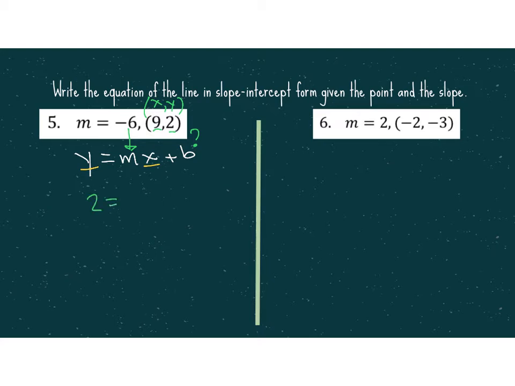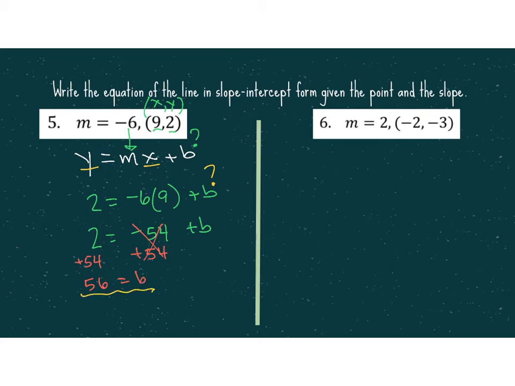So I've got 2 equals, and then negative 6 times 9 plus b. And the question is, what is b? So I have to simplify this so that I can get that b value. 2 equals, negative 6 times 9 is negative 54 plus b. Then I can add that 54 to both sides, because that makes that go away. And I get 56 is equal to b. So now that I have my b value, I'm going to plug that in and rewrite my equation, keeping y and x as variables. So if I write this as an equation for any point, it looks like y equals my slope, which is negative 6, times x, plus my b value, which is 56. That is the equation of this line.